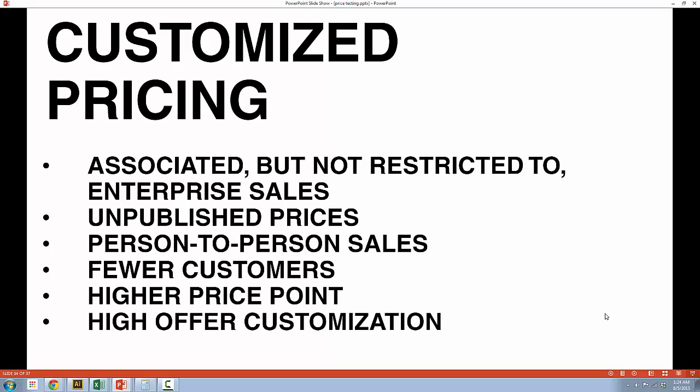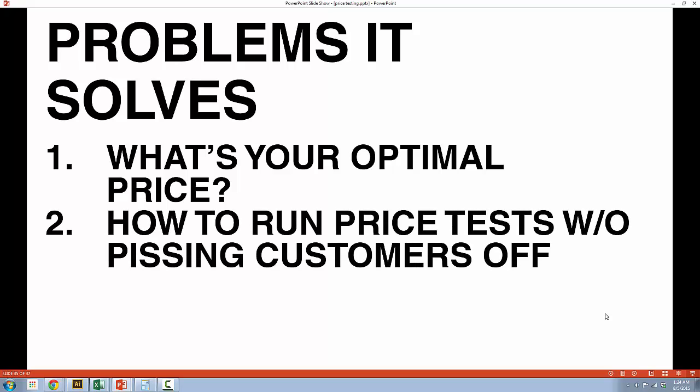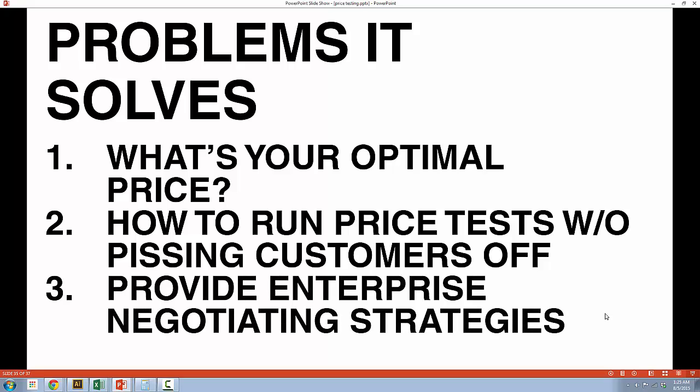Okay, so this has been standardized pricing and all of its goodness as compared to customized pricing and its goodness. So the problems we solved: we've helped you understand what your optimal price is, including several strategies on how to identify that. We told you how to run price tests without upsetting customers, and of course we've given you some enterprise negotiating strategies on optimizing your price point.